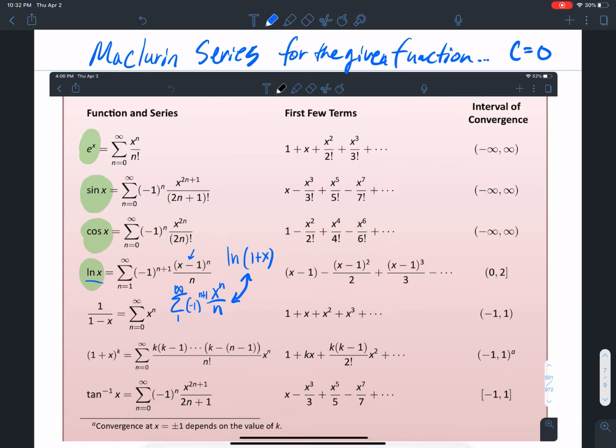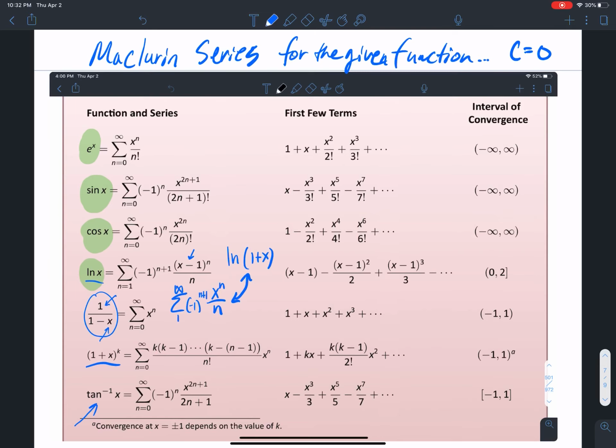You've got your geometric, right? x to the n, where your a here is 1. Common ratio is x. This one is the binomial expansion formula here. A little more complicated, but definitely doable. This one here, arc tangent, pretty cool, interesting one that you might run into at some point in the future.